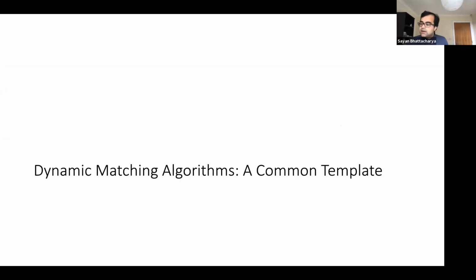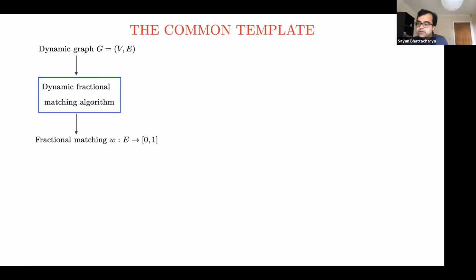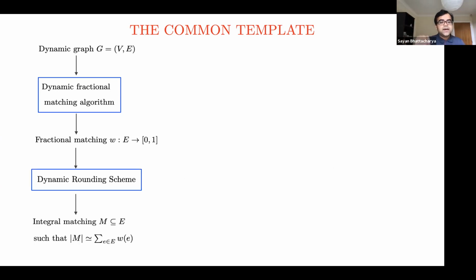Now, it so happens that many, but not all, dynamic matching algorithms in the literature follow a common template. Again, I emphasize it's not all algorithms, but quite a large number of them. And now let me spend a few minutes explaining this common template. The template is this. You take a dynamic graph and feed it into a dynamic fractional matching algorithm. It outputs a fractional matching, and then you come up with a dynamic rounding scheme that rounds this fractional matching into an integral one without losing too much in the objective.